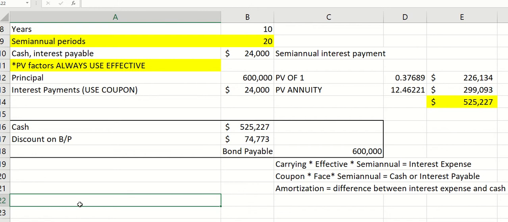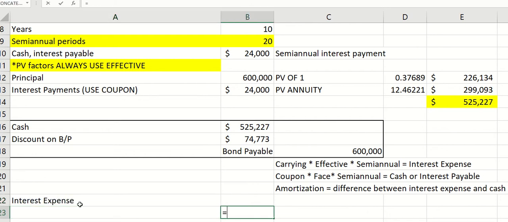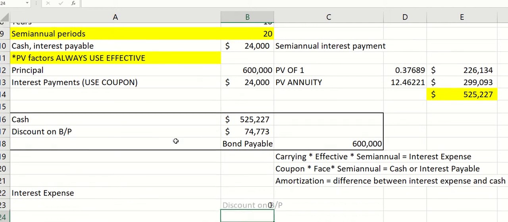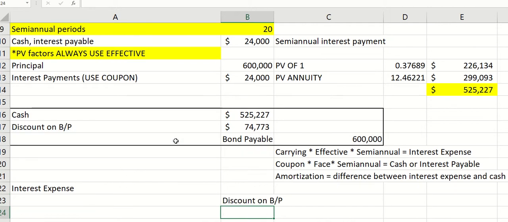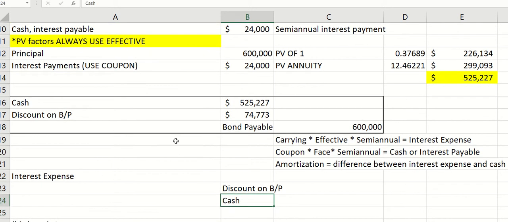So we are going to debit interest expense. We are going to credit our discount on bond payable. We want to get rid of that over time, amortize it over time, and then, since this is in July, we should just do cash. We'll just pay them out in cash.